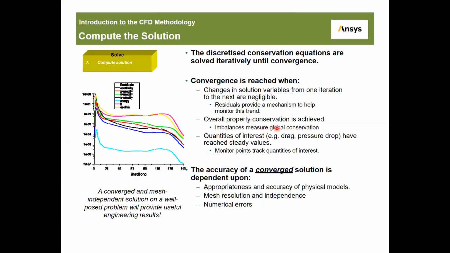Overall properties conservation is achieved in balance measure global conservation. As I said earlier, you measure the inlet and the outlet, add them, and make sure it is zero. The mass flow rate at the inlet and outlet, add them, make sure it is zero. Okay, if you have 5 meter cubed per second and then you have minus 5 meter cubed per second, you add them, you must get zero. So we can say that it's converged.